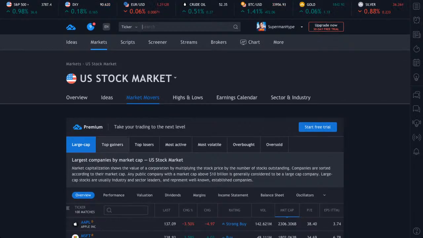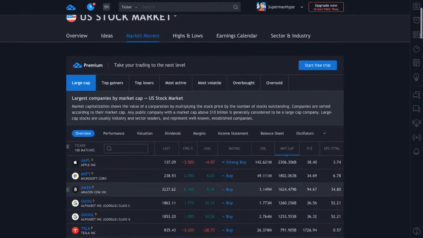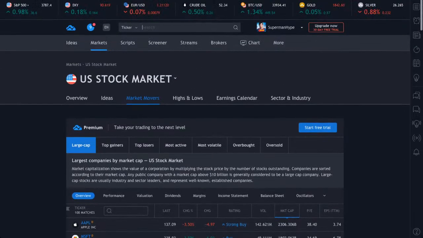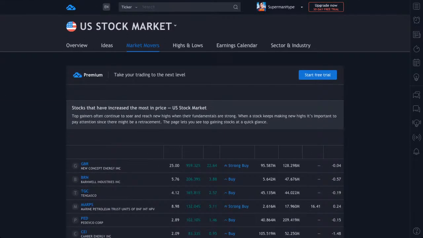So those are the large caps. And market capitalization shows the value of a corporation by multiplying the stock price times the number of stocks outstanding, or shares outstanding, which is what I said. So companies are sorted according to their market cap, and that's how that's been sorted down there. So you can see that Apple, Microsoft, Amazon are the top three. So top gainers, you can just click on this. It will already calculate the top gainers for you.